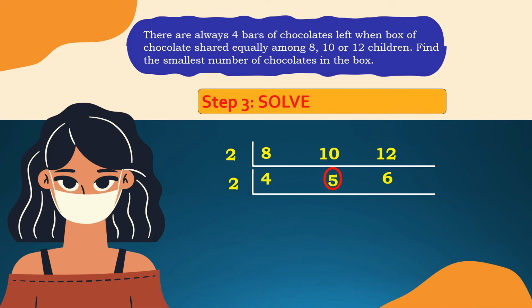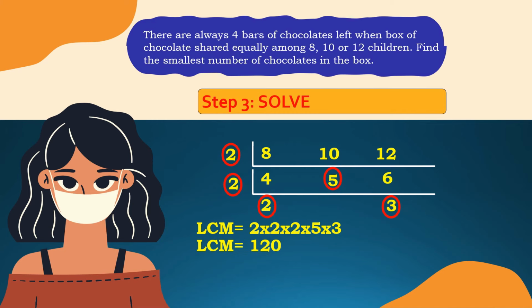So 4 and 6 are divisible by 2. 4 divided by 2 is 2, and 6 divided by 2 is 3. Now that 2 and 3 do not have a common prime divisor, we will also include the quotients to the last step, which in this case is 2 and 3. So we have 2 times 2 times 2 times 5 times 3, and that is 120. Therefore, the LCM of 8, 10, and 12 is 120.